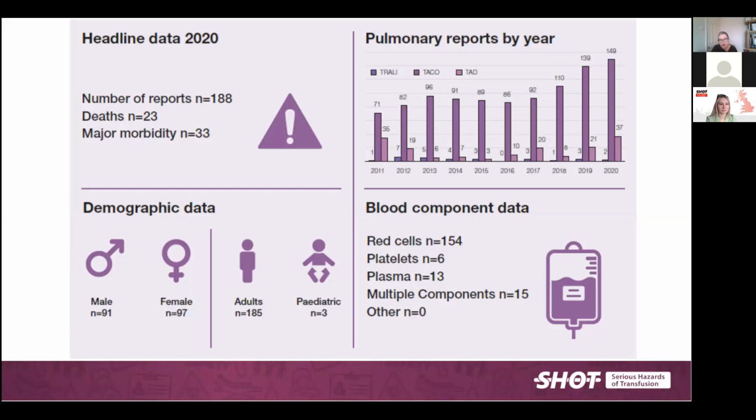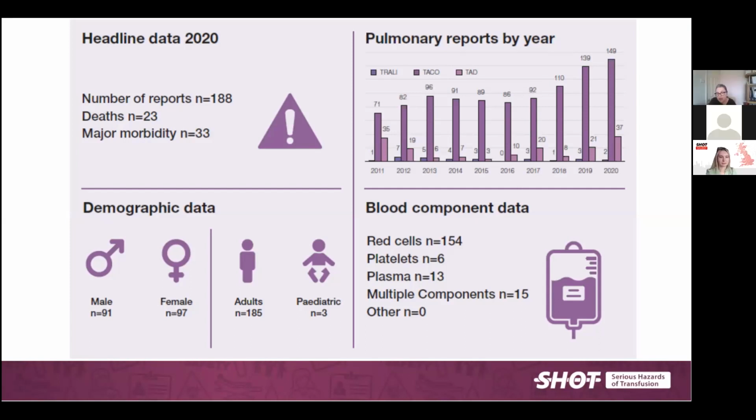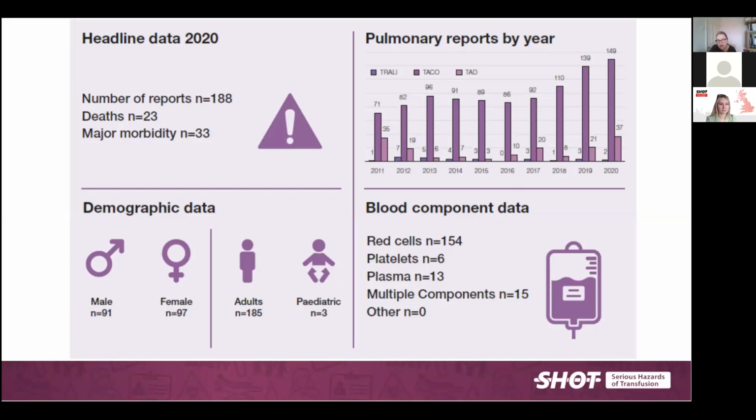Looking at the graph at the top there, reports by year, you can see that in 2017, the number of reports really took off, and I think this was probably related to the 2017 National Comparative Audit of TACO, and I think that did quite a lot to raise awareness of TACO amongst those of us who do haemovigilance reporting. The other thing to note there is that you'll see that the TAD cases have been somewhat up and down over the years, and I think that probably is reflective of the changes in the definitions for the pulmonary complications of transfusion.